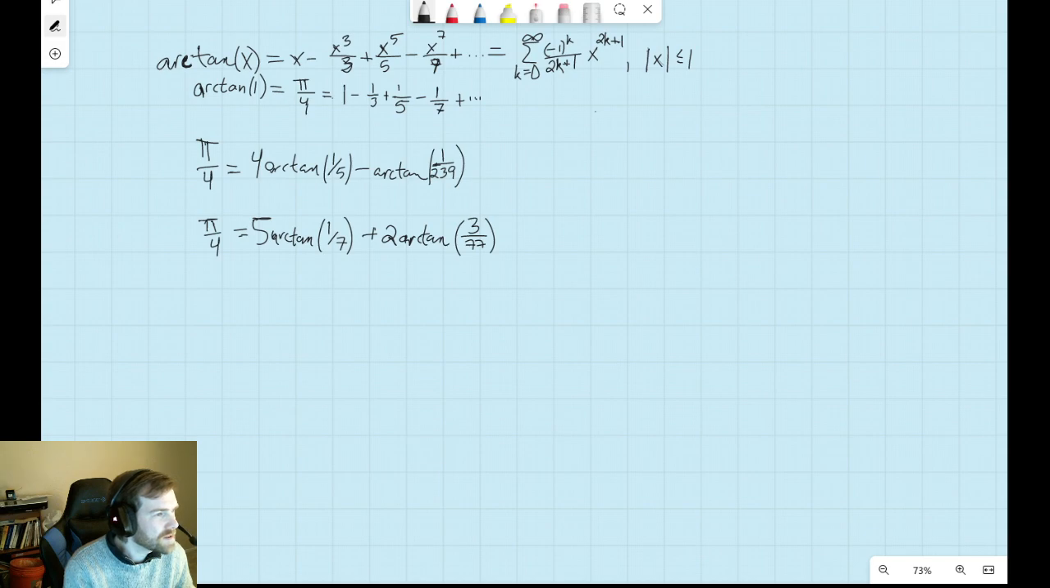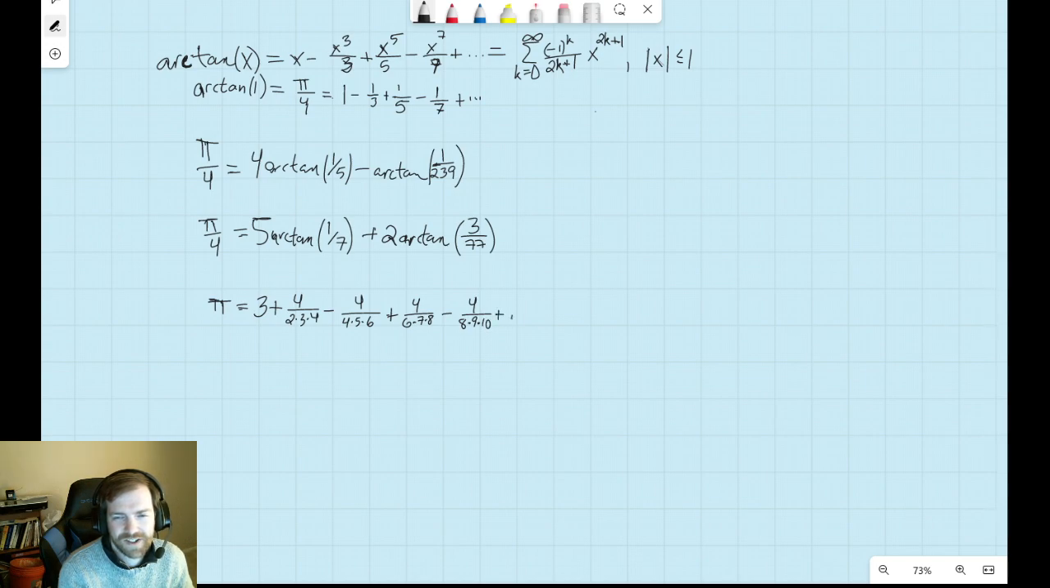And a mathematician named Nilakantha in the 1400s was able to publish a new formula for pi, which was 3 plus 4 over 2, 3, 4, minus 4 over 4, 5, 6, plus 4 over 6, 7, 8, minus 4 over 8, 9, 10, plus, and then that just kept going.